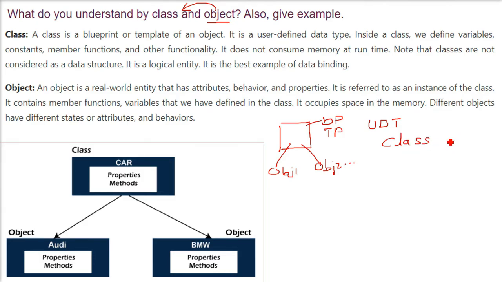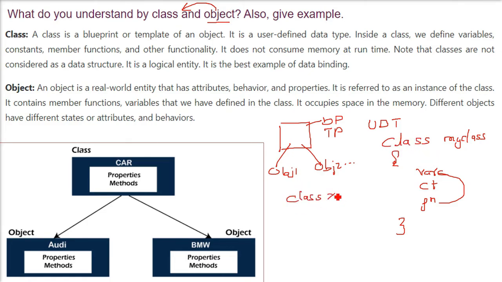Inside a class, let us say I'm making a class, my class. In this class, we define certain variables. It can be integer, it can be float, it can be different data types. Then there can be constants. Then the operations or the methods or the functions, whichever way you call them. And these functions will operate on these variables. And there are other functionalities also. Please remember, class will not take any memory at runtime. Class, no memory at all at runtime.